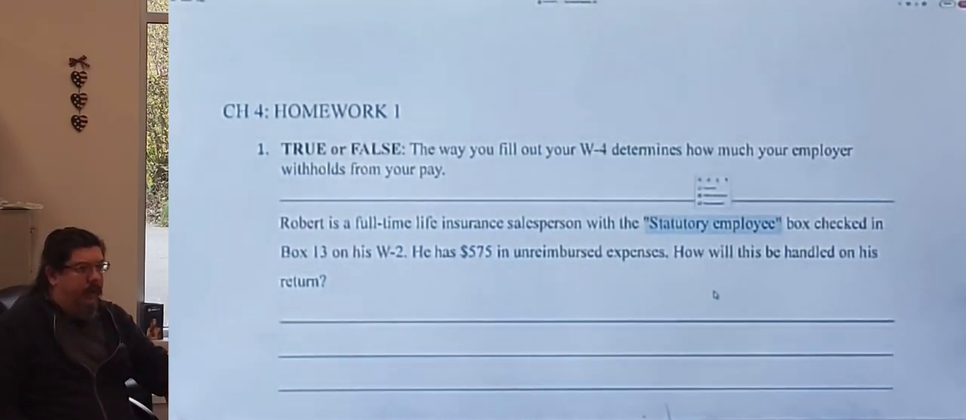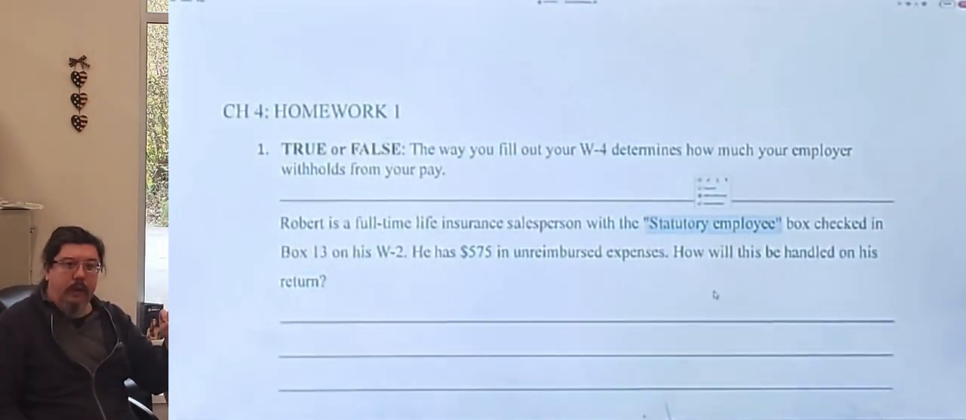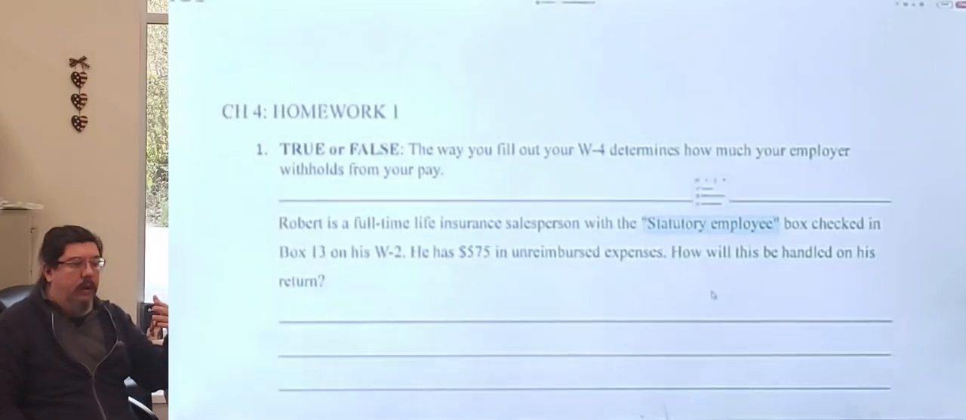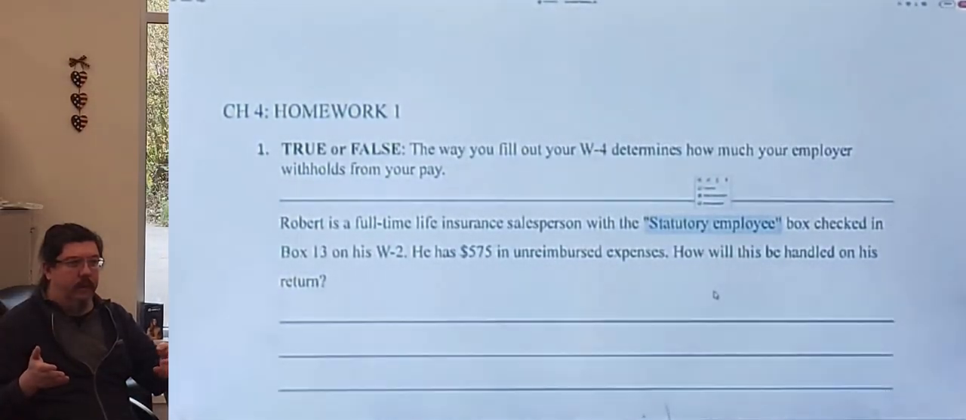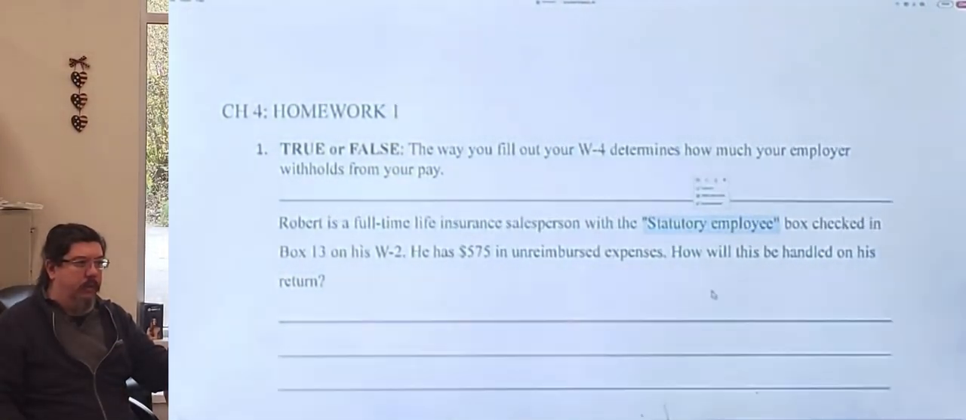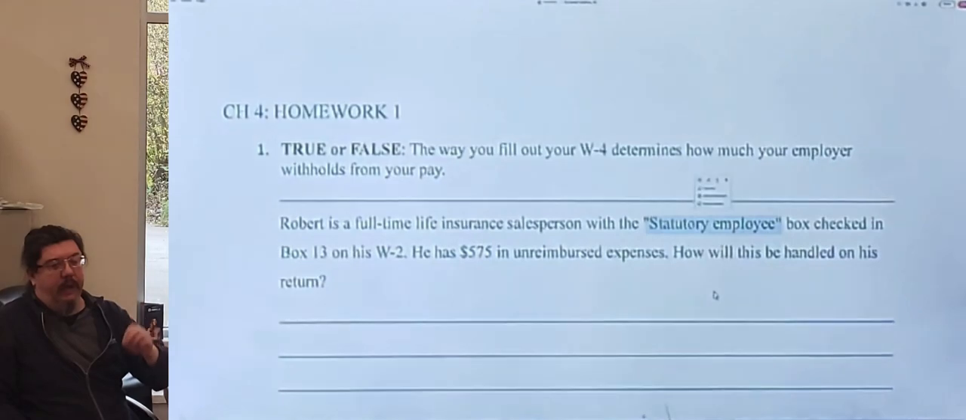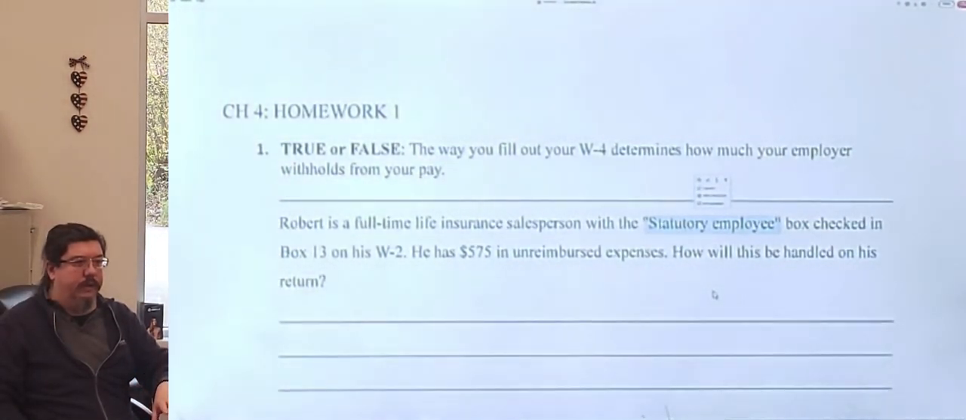We didn't really go into a lot of detail on statutory employee because that's so rare. As a statutory employee, you're kind of on the line between being an employee and being an independent contractor. For income tax purposes, he's an independent contractor. But for payroll tax purposes, he's an employee, which means his Social Security and Medicare tax have already been withheld from his paycheck and remitted to the IRS.